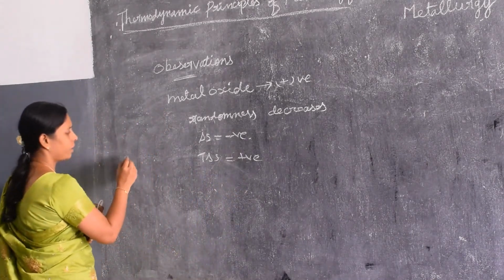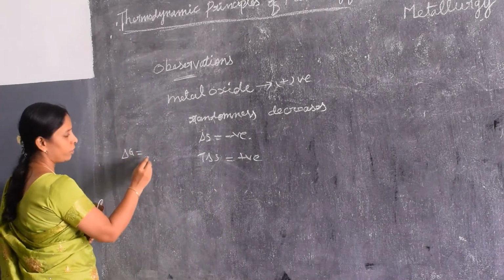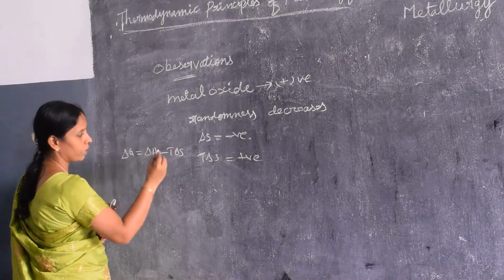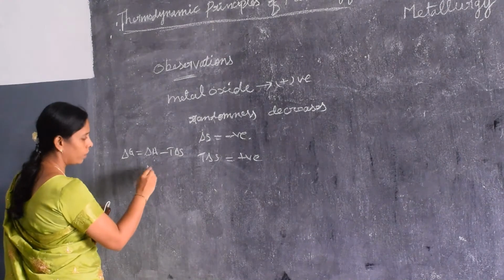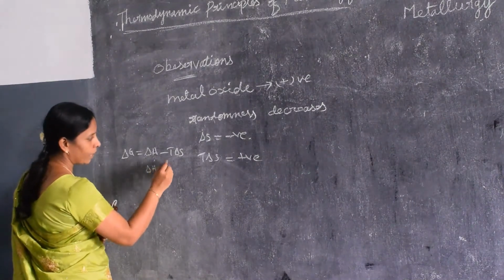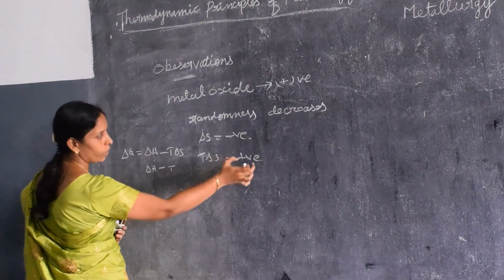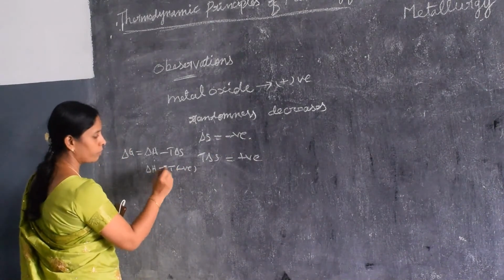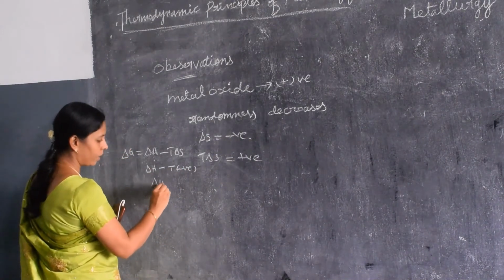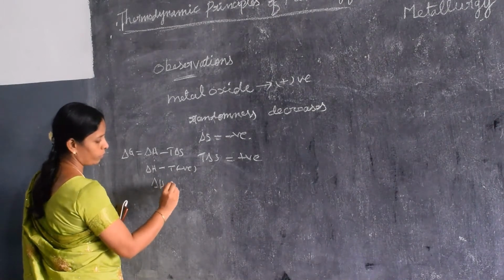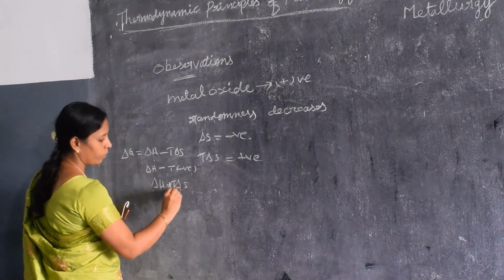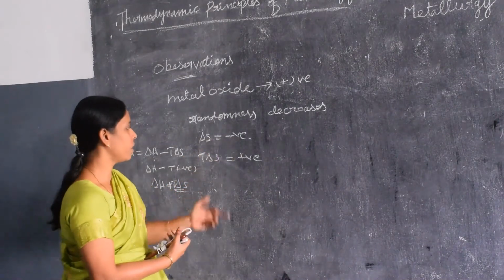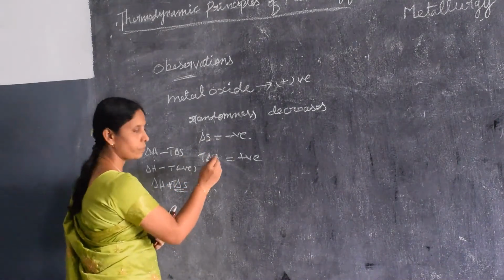The straight line equation is delta G equals delta H minus T delta S. So delta H minus T delta S is a negative value. Negative, minus plus. Delta H is positive. So delta S is negative means T delta S is positive.